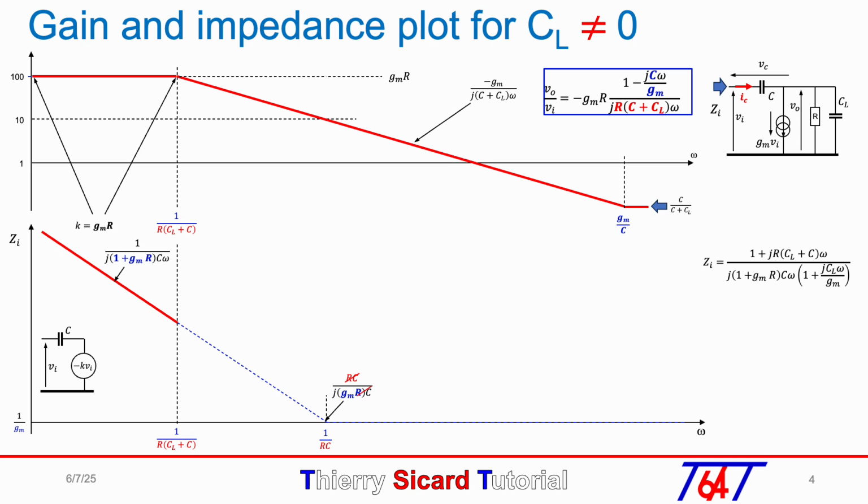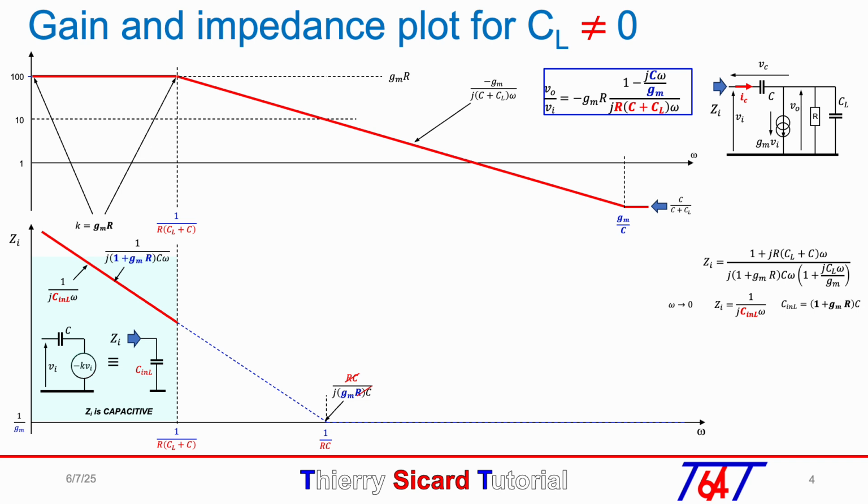to a capacitor C connected between the input and a voltage source equal to minus K Vin, where K equals GMR. This circuit is equivalent to a capacitor with a value CinL equal to C times 1 plus GMR. L in CinL denotes the input capacitance for low frequency. The blue area represents the capacitive input impedance.